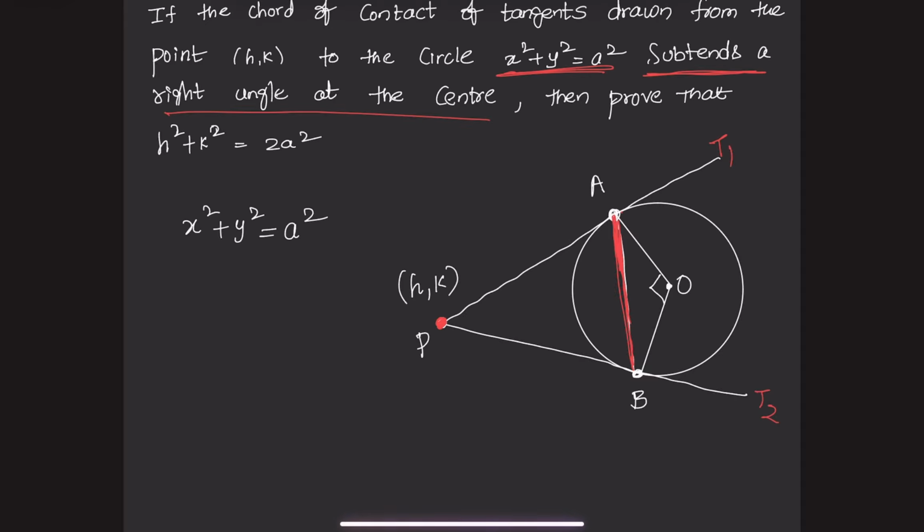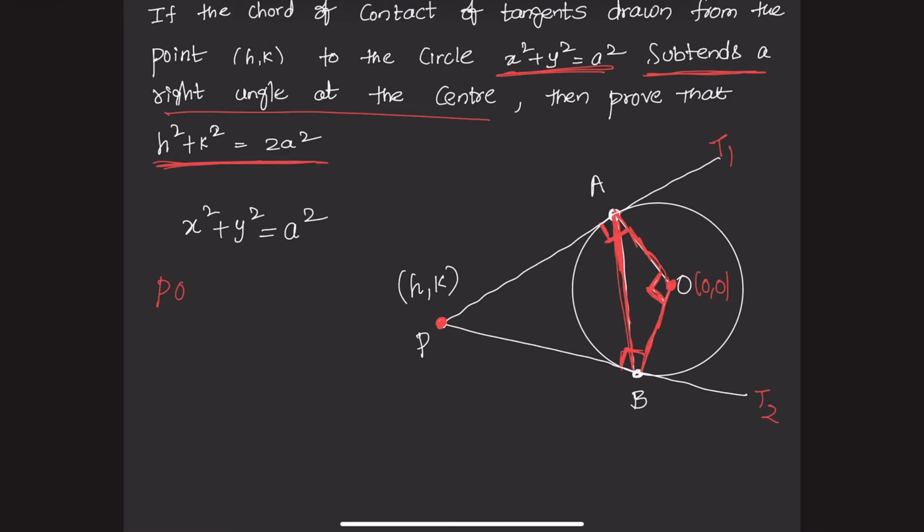The equation of the circle is given and they are saying that the chord of contact subtends a right angle at the center. So this is the center, let's say. In this case, the center is the origin and this chord of contact subtends 90 degrees at the center. So this particular angle is 90 degrees. All right, so now we have to prove that this happens. Since radius and tangent are perpendicular to each other, this angle is also 90 degrees, and this angle is also 90 degrees by the same logic.